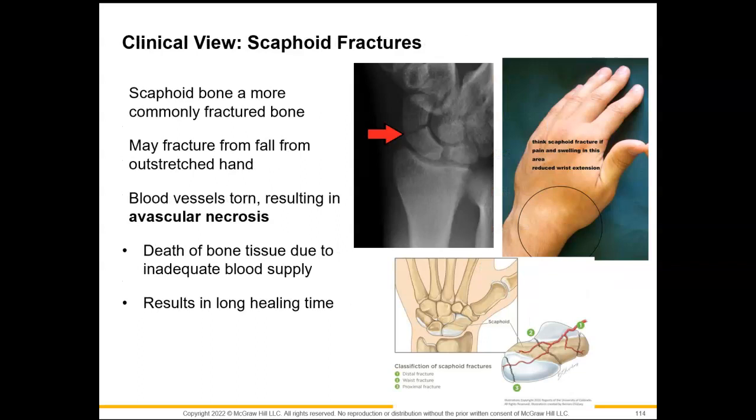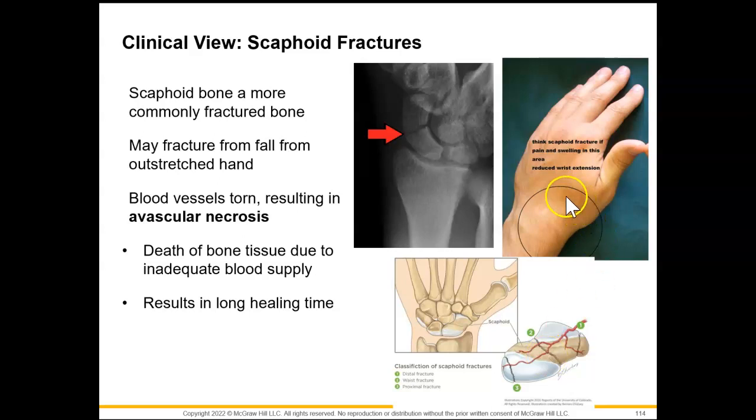A quick clinical view on our scaphoid bone. Scaphoid fractures can take place, and this is one of the more commonly fractured bones in our body. It can fracture from a fall on an outstretched hand. Our blood vessels in that area can be torn, resulting in avascular necrosis, or death of bone tissue due to inadequate blood supply there, and the result is a long healing time.